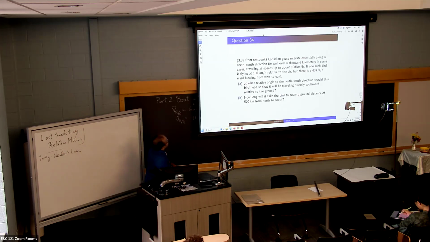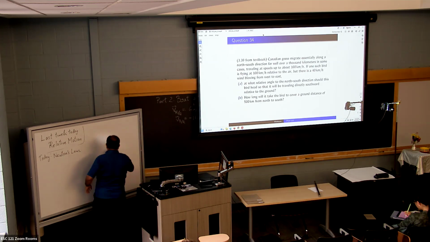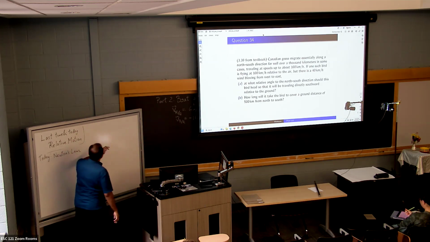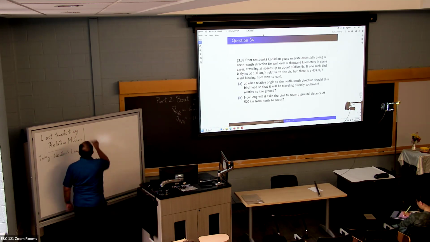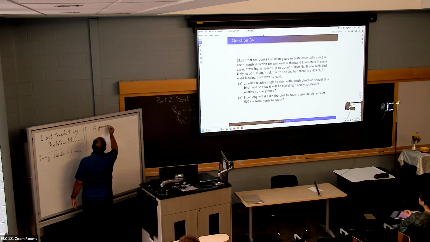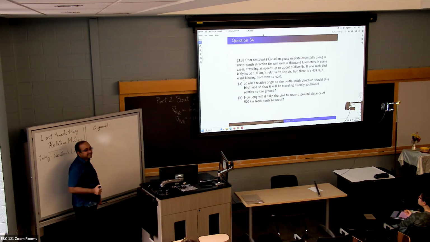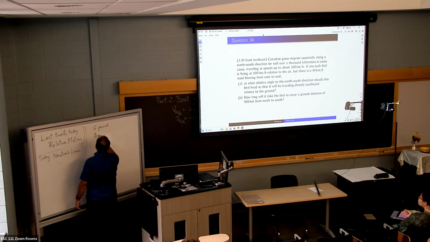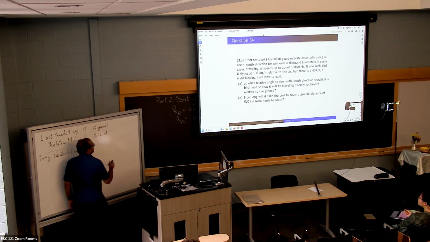So we have this bird flying, but there's wind blowing. I'm going to summarize the information we have here on the whiteboard, and then I'll put the screen up and use the blackboard. First I need to figure out letters for my various objects and observers. I'll do G for ground, B for bird, and A for air.